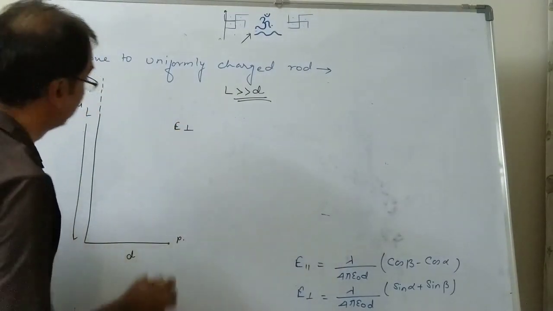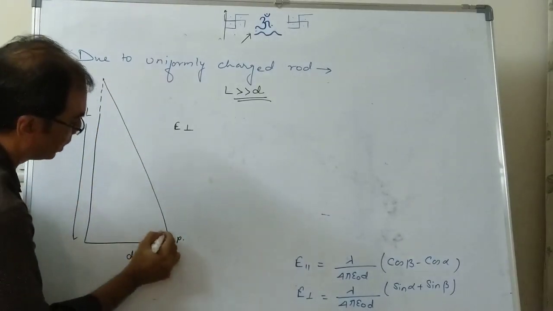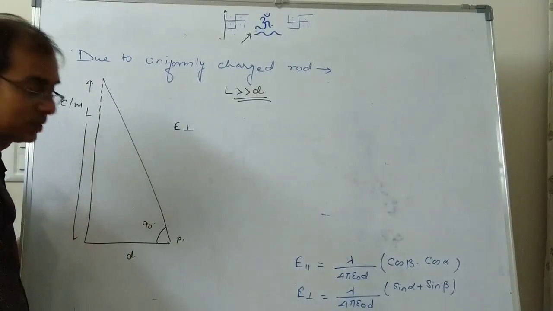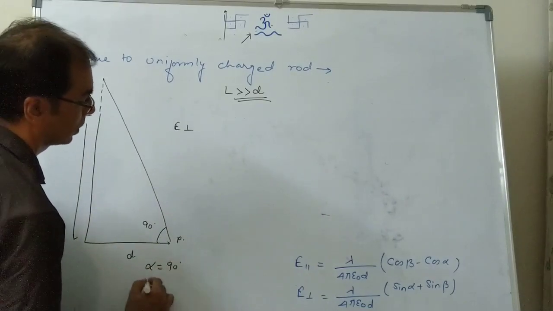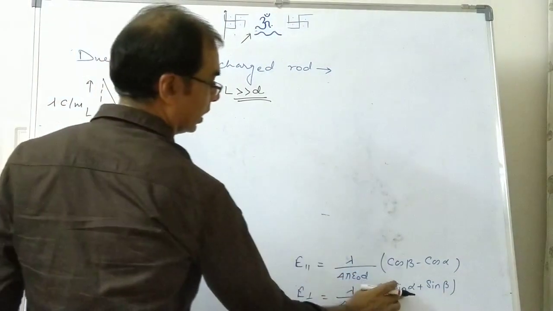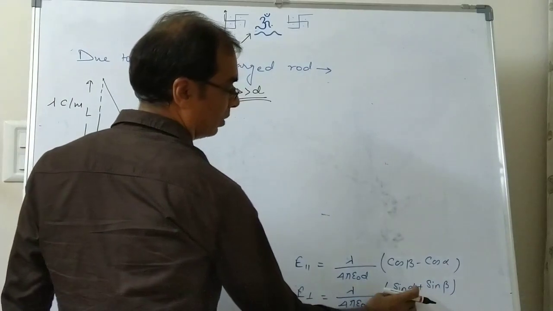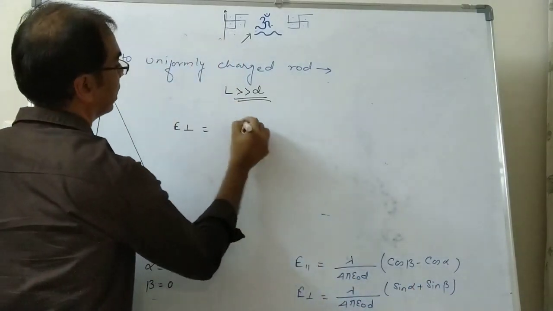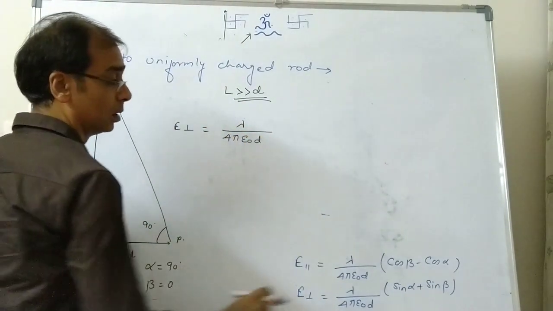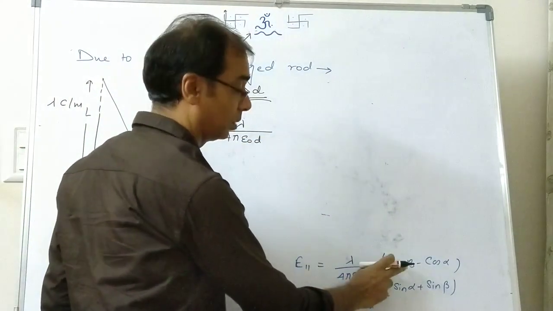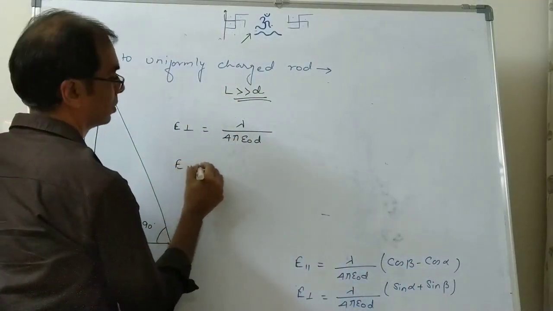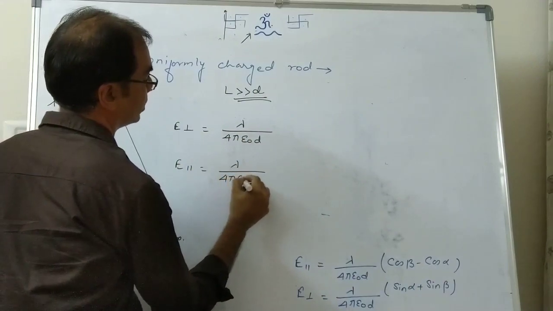Now we have to find the angles, okay? So one angle, this one, alpha. What is alpha? 90. Beta is not there. That's 0. So alpha is 90 and beta is 0. So what you'll do? You're going to place it in these two formulas. Sine 90 will be 1. So E perpendicular we are getting is lambda by 4 pi epsilon naught d. Parallel then, cos beta. Beta is 0, so that means 1. Alpha is 90, that means 0. So 1. So E parallel also is lambda by 4 pi epsilon naught d.